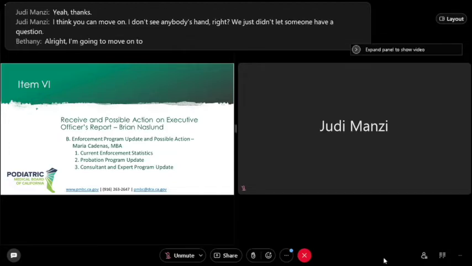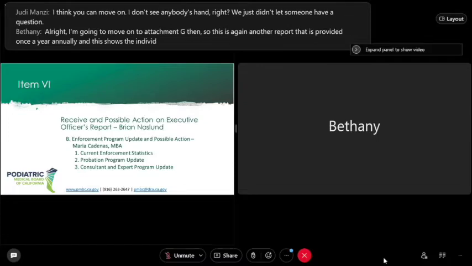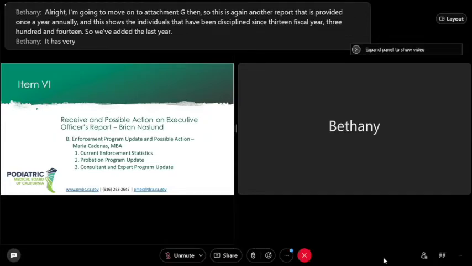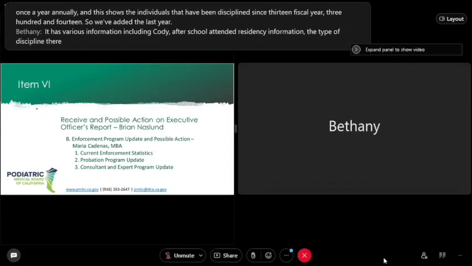So this is, again, another report that is provided once a year annually. And this shows the individuals that have been disciplined since fiscal year 13-14. So we've added the last year. It has various information, including the podiatric school attended, residency information, the type of discipline, their age, gender, years in practice at time of discipline, and other details.